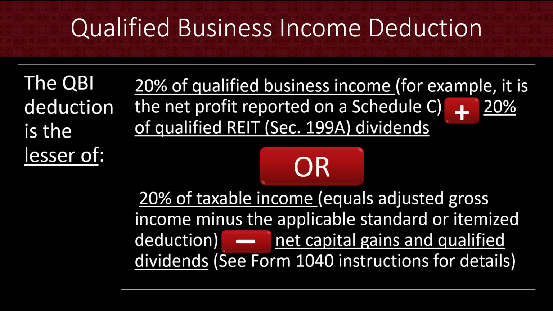So they can have that 20% of taxable income, but they also have to subtract out their net capital gains and qualified dividends. And if you remember, capital gains and qualified dividends both are taxed at a different rate, a lower capital gains rate for the purposes of tax. And so they have a different tax rate than ordinary income. So this qualified business income deduction applies specifically to the ordinary tax rate.